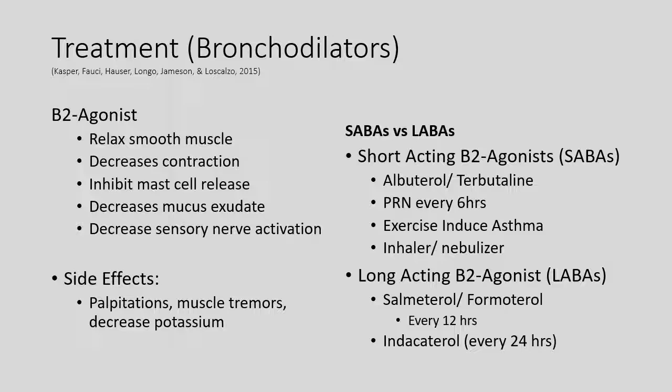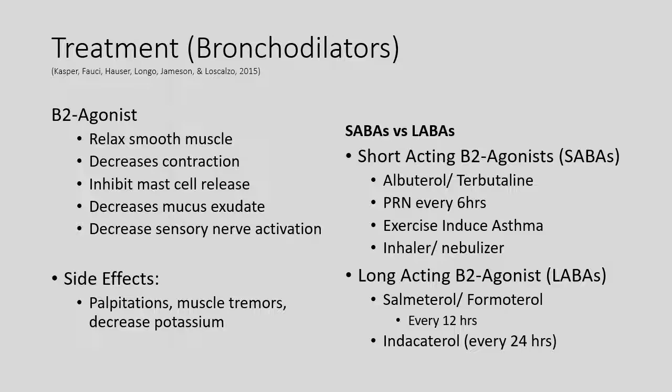Continue with the treatment and discussion of the bronchodilators. We're going to talk about the beta-2 agonists, which are prescribed because they relax the smooth muscle, decrease contraction, inhibit mast cell release, decrease mucus exudate, and decrease sensory nerve activation. There are two types of beta-2 agonists.